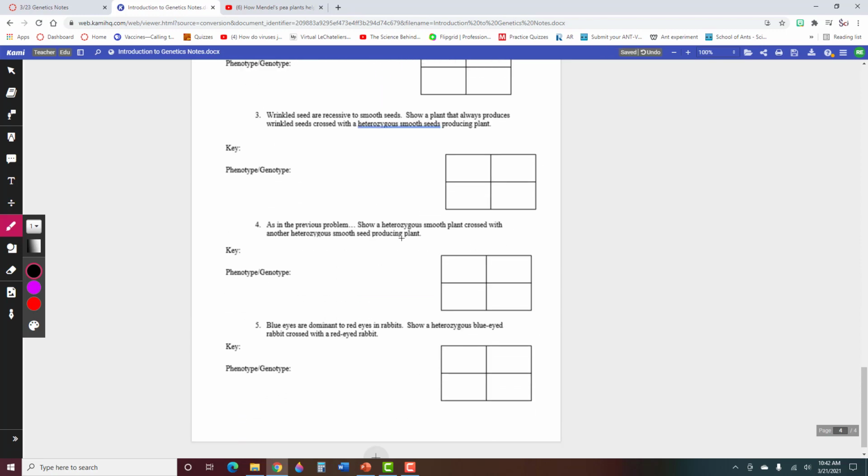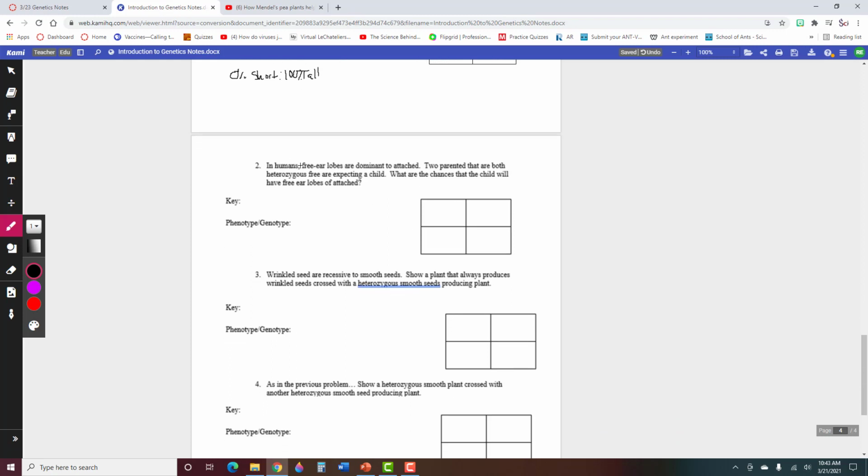All right, let's do another one. So in humans, free earlobes are dominant to attached. Two parents who are both heterozygous for free earlobes are expecting a child. What are the chances the child will have free earlobes or attached? All right, so earlobes, let's use E, because E looks different in its capital and lowercase form, but again, you can use whatever letter you want. That doesn't matter. So free earlobes are dominant. Free would be the capital E, attached would be the lowercase e.